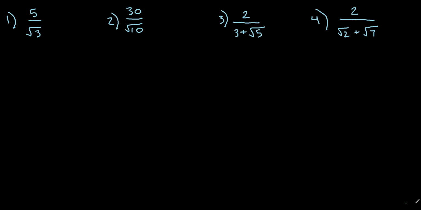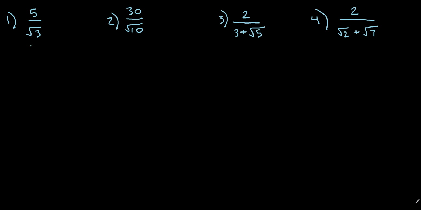In this video, I will explain how to rationalize the denominator. So I have 4 examples for us to work through here. Let's check out the first one. We have 5 over the square root of 3. So to rationalize the denominator, all that means is that we want to get rid of this radical sign in the denominator. That's all it means.